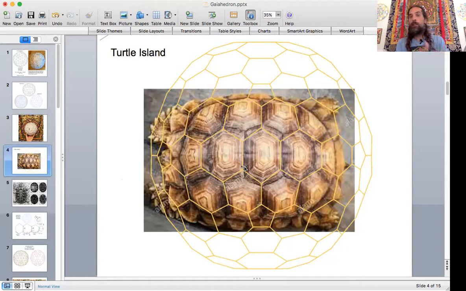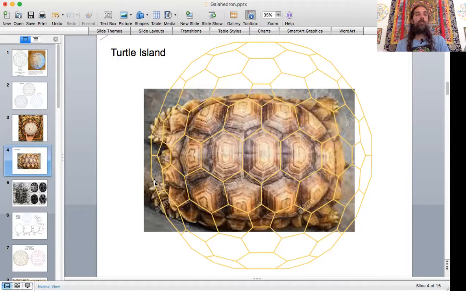So that was a cool connection through the visual image of the turtle shell that I've had in my mind, and just seeing how it overlaps with the 13 central portion of the Gaiahedron from that perspective.